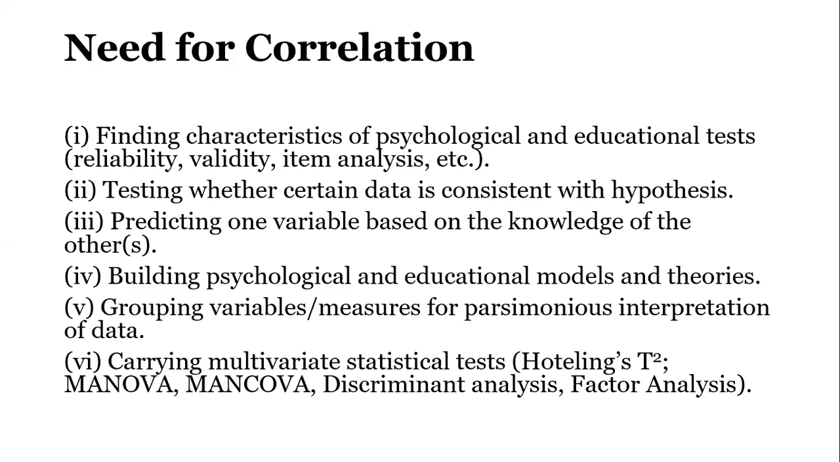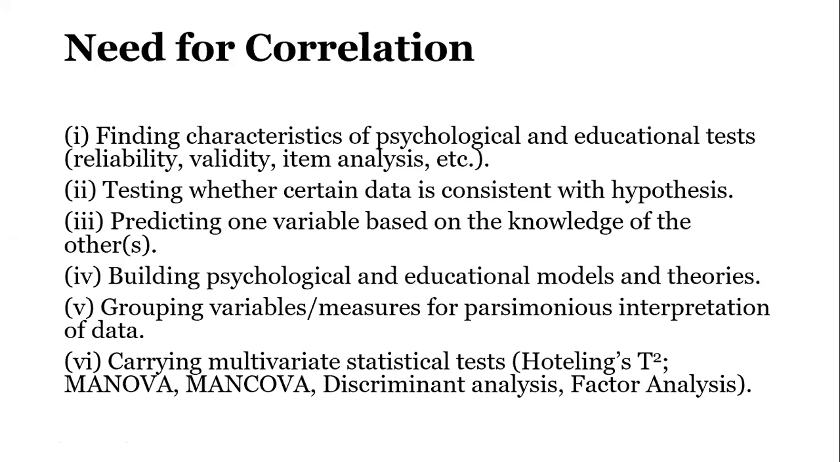And next one, building psychological and educational models and theories. Normally when developing theories and models, we use correlation. I can give one example for this statement. There is one famous study in HRM, the Hawthorne experiment. You know the Hawthorne experiment. In the Hawthorne experiment, they checked whether there is a correlation between the lighting illumination effect and production. They increased the amount of lighting and checked the production level. So they checked the relationship between the lighting and output. Based on that, they developed theory. So for developing theories or models, we need correlation.